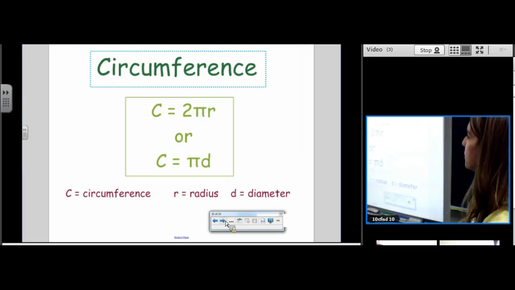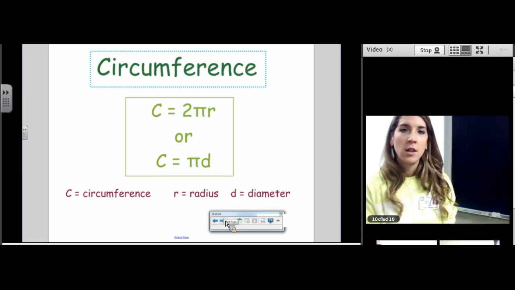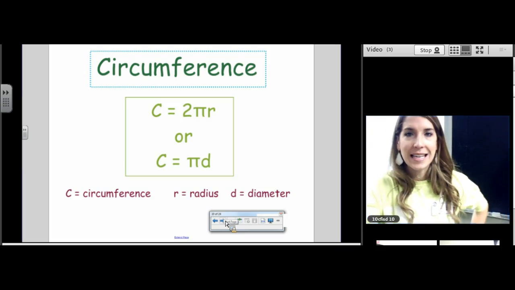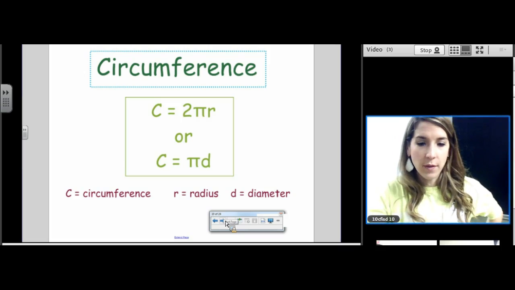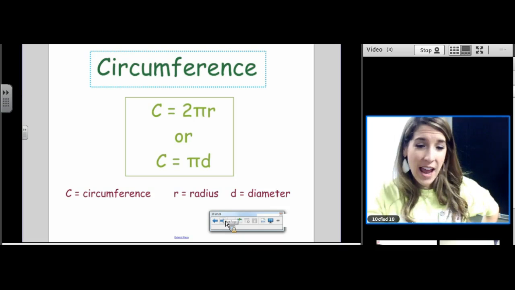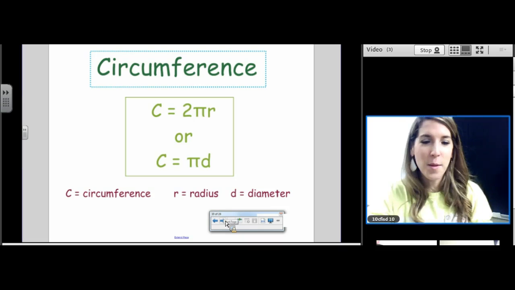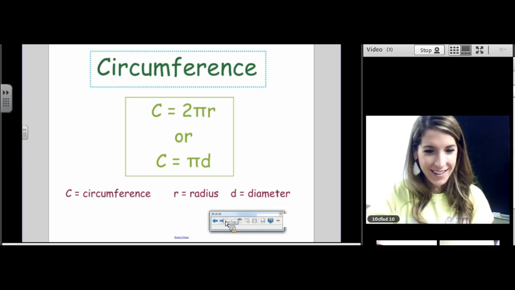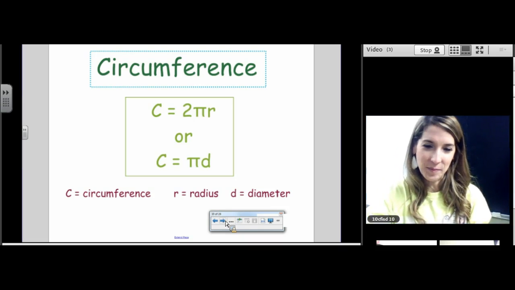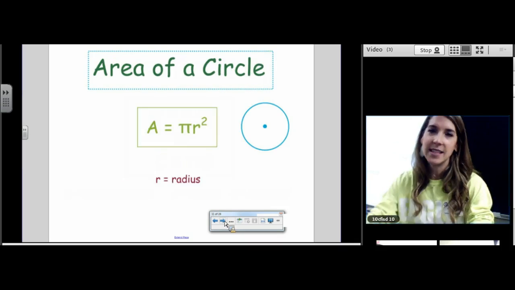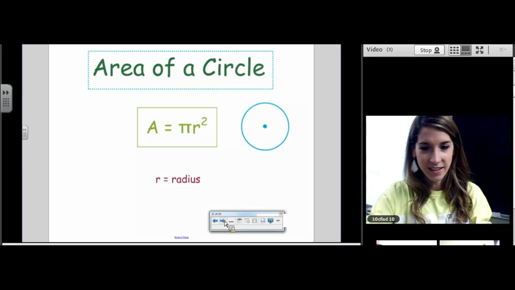So here you go, circumference of a circle. You know this, it's either 2 pi r or pi d. Those are the same formula written different ways. Sometimes you're given the diameter and sometimes you're given the radius. Quan found the pi symbol, good job. Cute, okay. The formula for area is pi r squared.